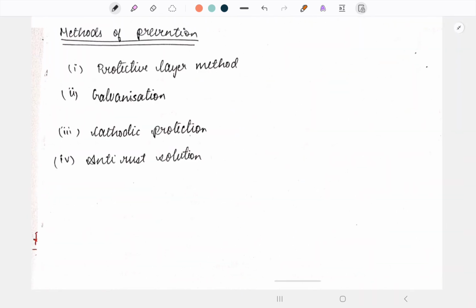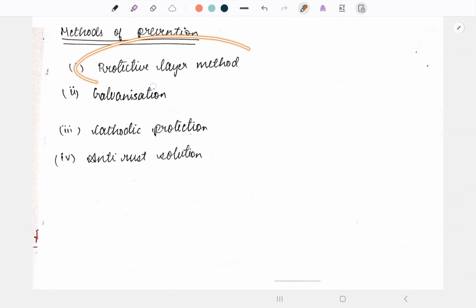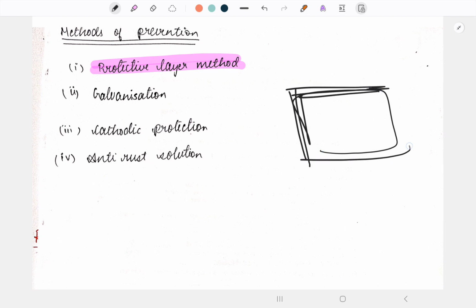Some of the methods of prevention, that is, the first one is the protective layer method. Here in this method, the coating of the surface of the metal is done to prevent it from coming in contact with the atmosphere or the moisture. This can be done like the surface coating, we can paint with some non-rusting paint, oil or grease, which can prevent the rusting. And electroplating is also used for the protection of the metal from moisture.